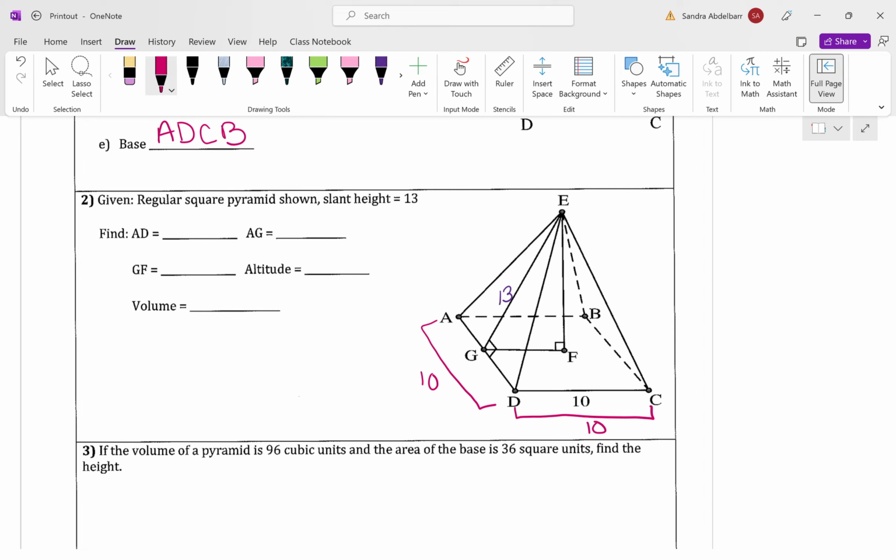All right, now let's keep going here. First thing we want to do is find AD. We did. That is 10. Now we want to find AG. We want to find AG.